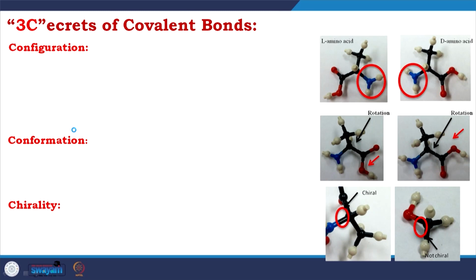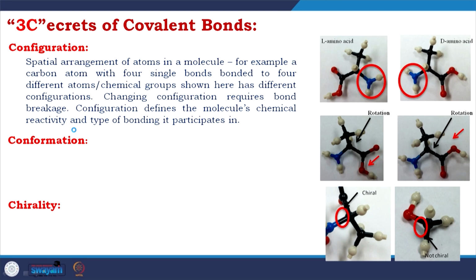Now, coming to a very interesting part, I call them 3 secrets of covalent bonds, and it is very interesting to look at in this basic part, which we will be repeating in a huge way when we are considering the macromolecules. First thing is configuration. What is configuration? Configuration is the spatial arrangement of atoms in a molecule.